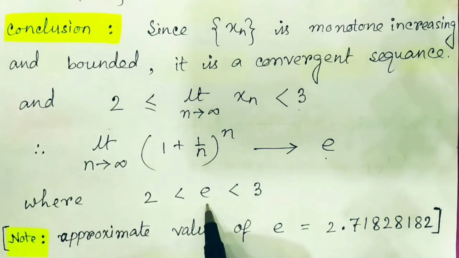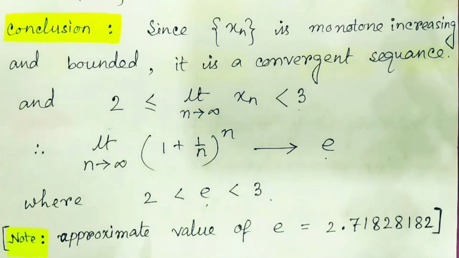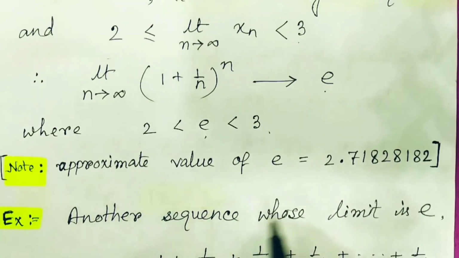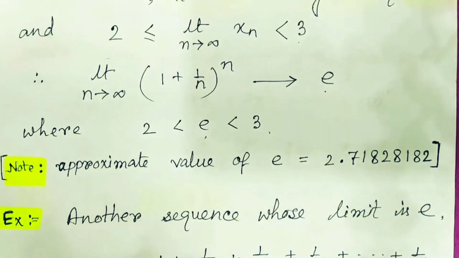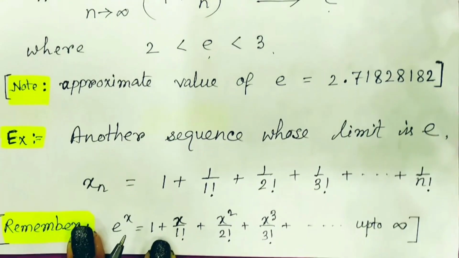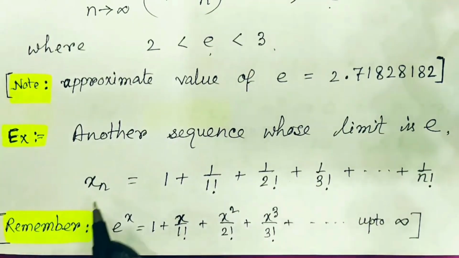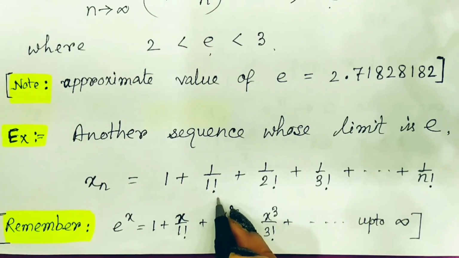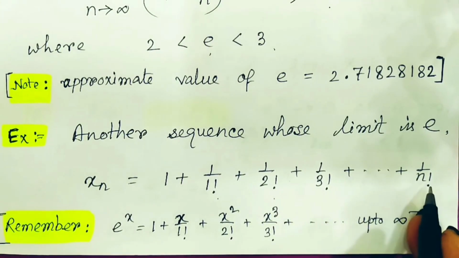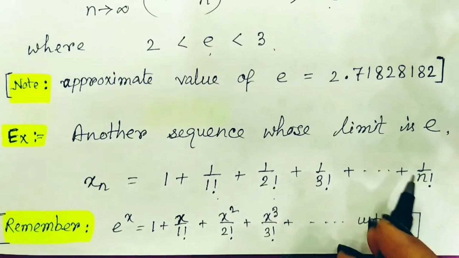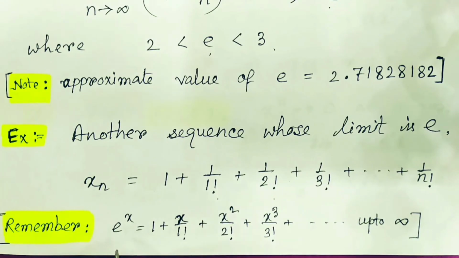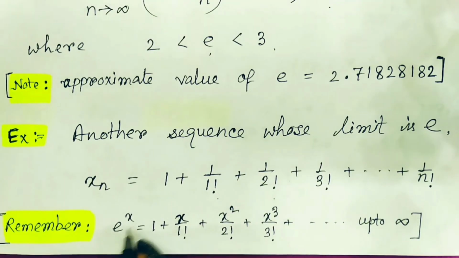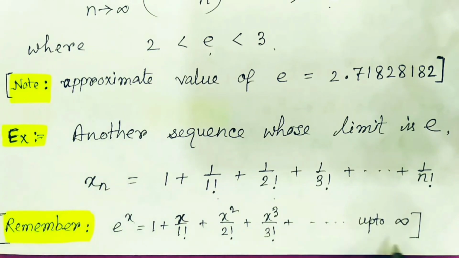Where E lies between 2 and 3, and the approximate value of E that we know is 2.71828182, like that. Now one more formula corresponding to that: if xn is equal to 1 plus 1 by 1 factorial plus 1 by 2 factorial, in this way up to 1 by n factorial, then this expression also tends to E as n tends to infinity. Actually, this is the expression for the exponential series e to the power of x, where x is equal to 1.